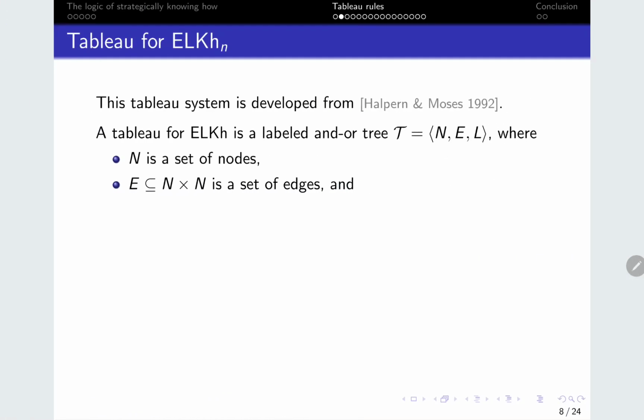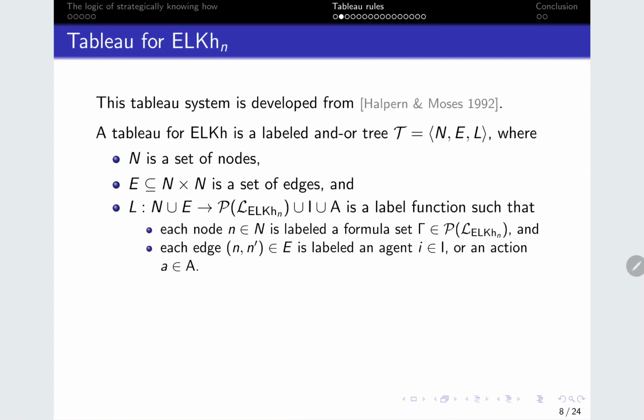A tableau for this logic is a labeled and/or tree. It is a tree but with a labeling function. This labeling function L labels each node n with a set of formulas and labels each edge with either an agent or an action.